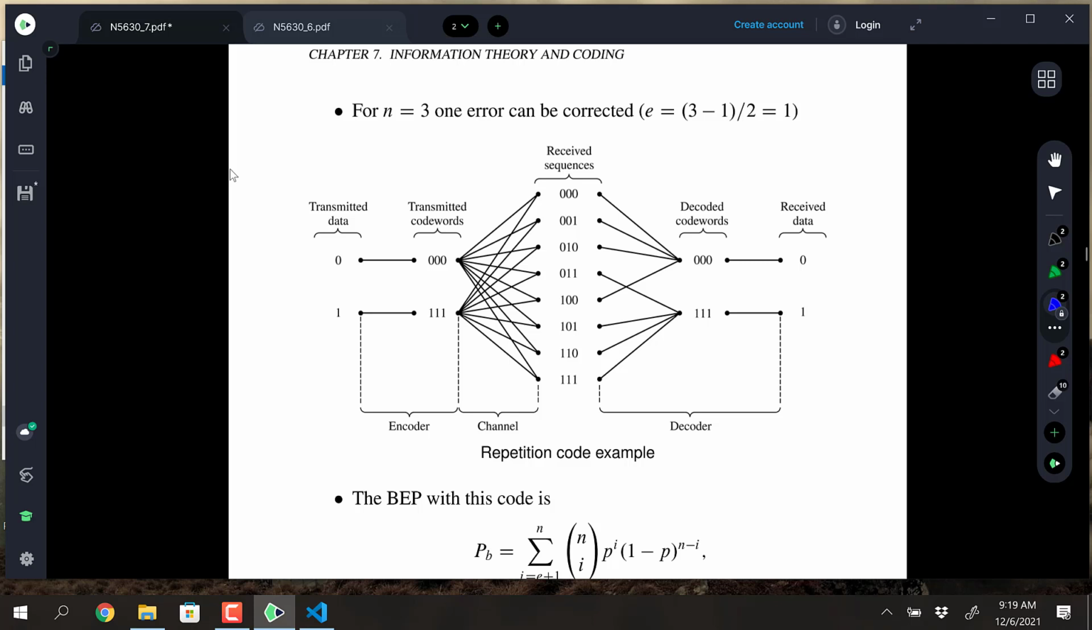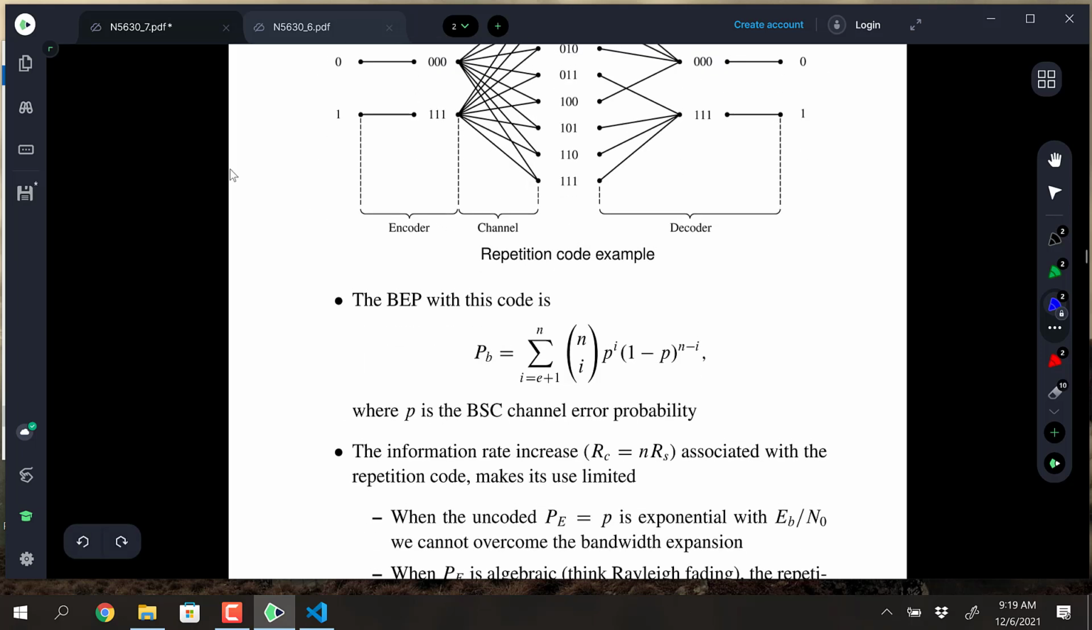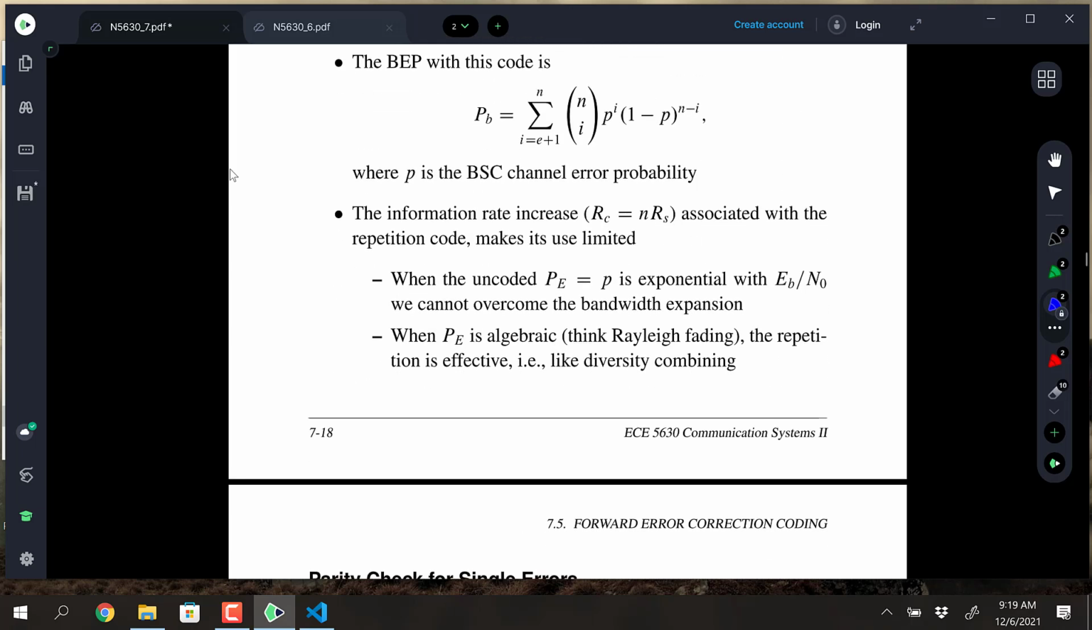And this is just a picture of how that would work with the repetition coding and how you could correct 1 error. Then this is the probability of bit error that can be worked out from the binomial expansion for the binary symmetric channel. So the channel rate is n times the source rate. So the repetition code is pretty ugly in terms of efficiency. The bandwidth expansion is just phenomenal because we're going to now have to multiply the bit rate by n in the channel.